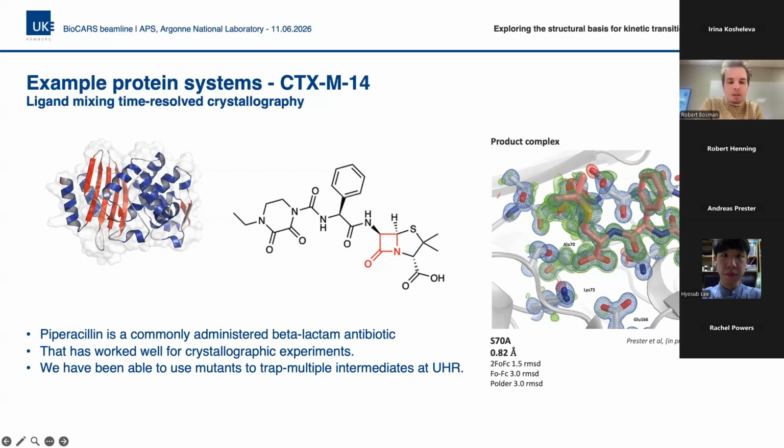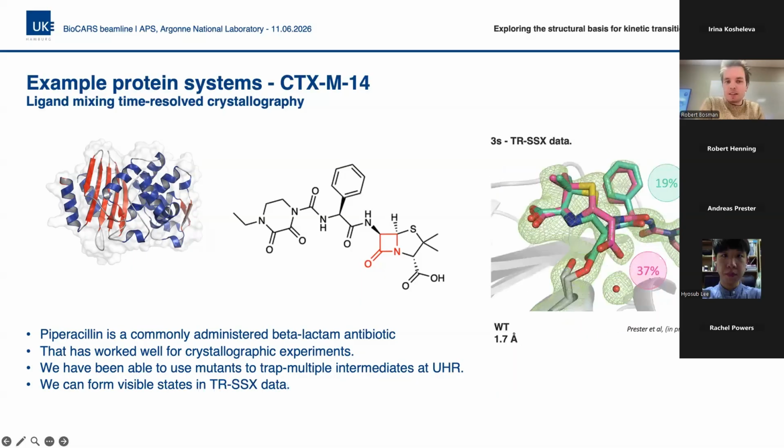This is another piece of work that I'm not going to talk extensively about. Maybe you can ask me in the questions later if you have more interest, about measuring structures at ultra high resolution, which is done at P14. Some of the work with the global phasing and GLEB there. So this is a very high resolution product complex state for this.